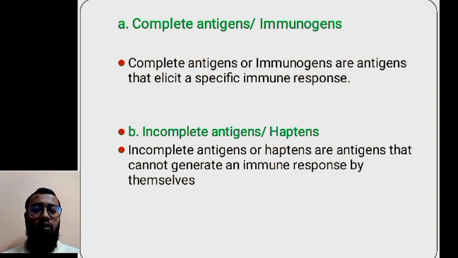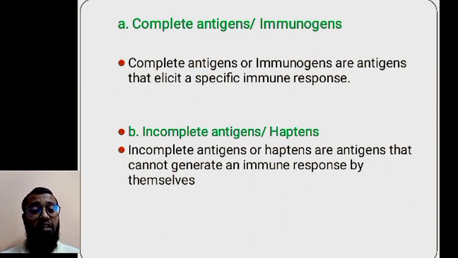Let's see the second one. The second one is the incomplete antigen or haptens. Earlier you heard the name haptens, but you are a little bit confused. In this lecture I am going to explain about the haptens, which are also called incomplete antigens. These haptens cannot generate an immune response by themselves. But why? This means they lack the proper molecular size. They are less than 5000 Dalton, and this size makes them very less immunogenic.